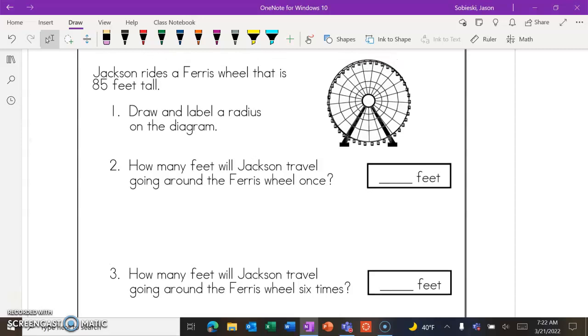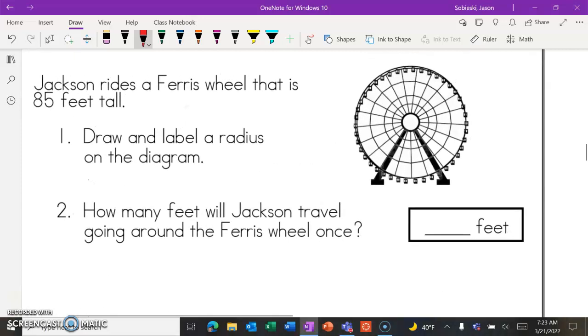Okay, Jackson rides a Ferris wheel that is 85 feet tall. So the first part that they want us to do here is to draw and label a radius on the diagram. So of course, radius is from the center point to the edge. So maybe it looks something like that. And we have to be careful.